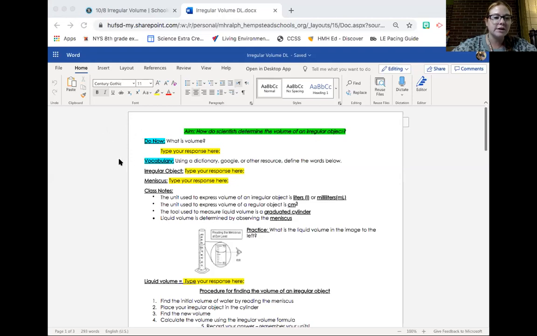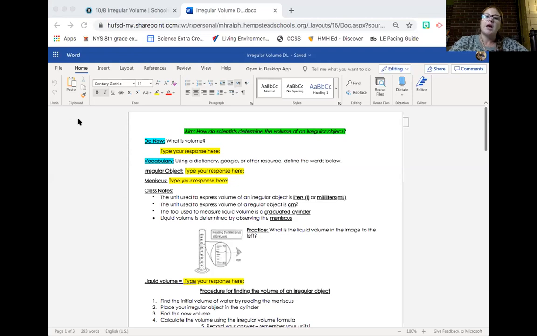So if we count and figure out the scale, we can see that there are 9 lines separating 60 to 70. So we know that each line represents 1. So if we have 60, 1, 2, 3, 4, 5, 6, this volume here should be 66.0 milliliters because it's liquid. We're looking at the liquid in the cylinder.